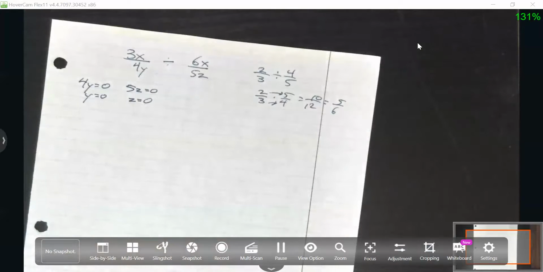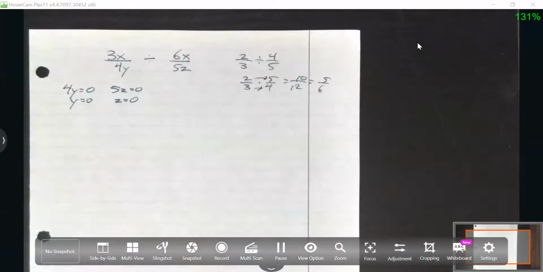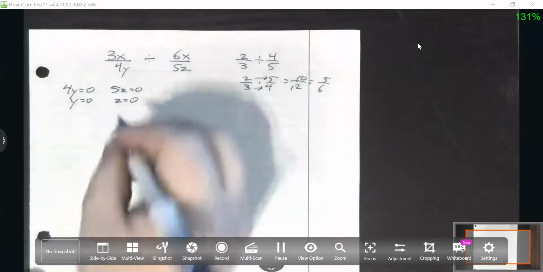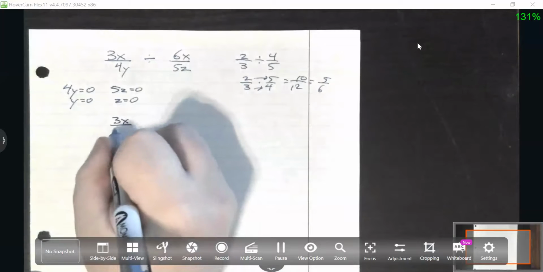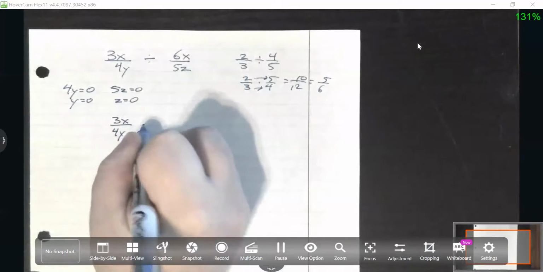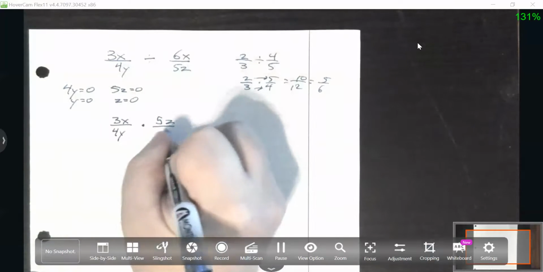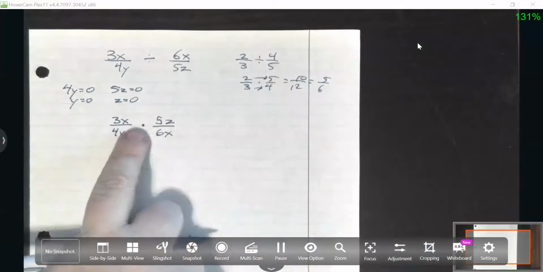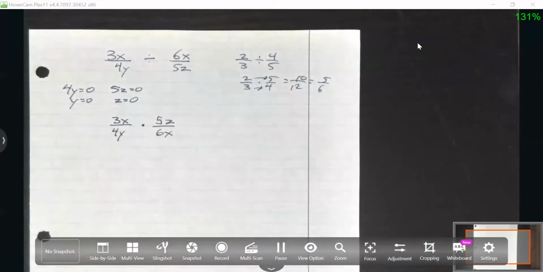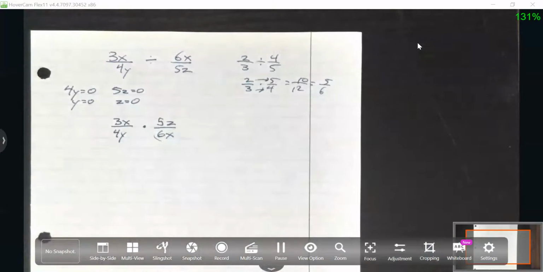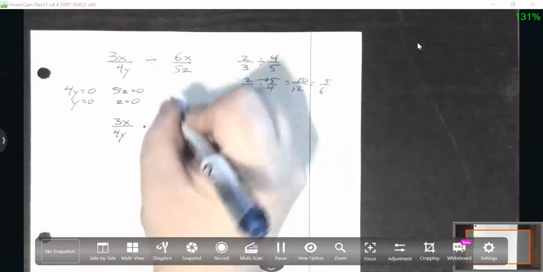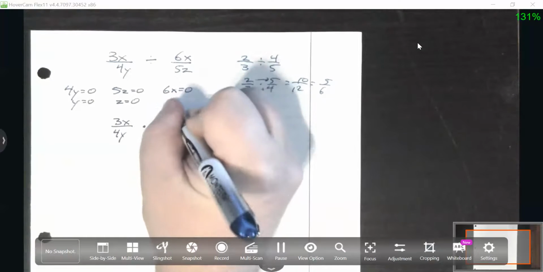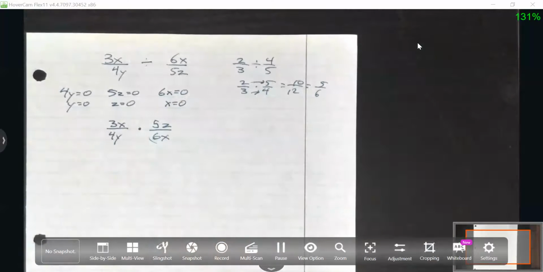Now, where division changes for us is when we get to the actual operation. So to divide, we're actually going to have to flip this upside down. So that becomes 3x over 4y times 5z over 6x. So I'm reciprocating that second fraction and making it a multiplication. But if we've done that, now we have a new denominator, so we need to check that and make sure it can't be equal to 0. So I'm going to add it to my little list of denominators.